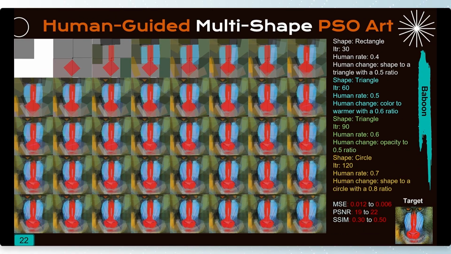Here we can see a real example of an experiment using this system on a baboon image. So we can see from top left to the bottom right how the image evolves, and finally tries to reconstruct the baboon face at the bottom right corner of the slide, which is the target. So the first shape is the rectangle, iteration is 13, human feedback. Now basically the program works like this.